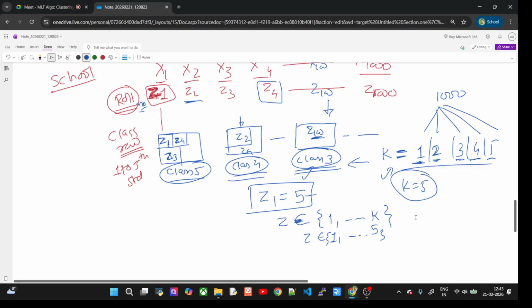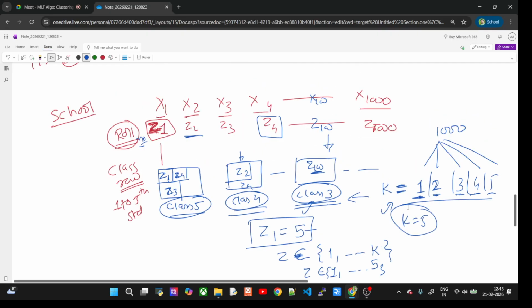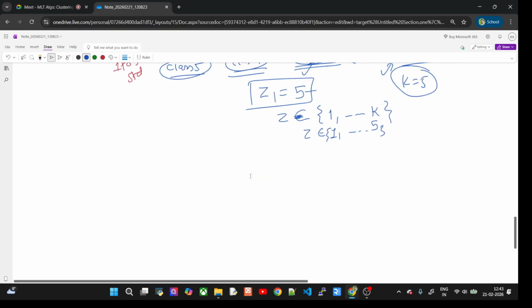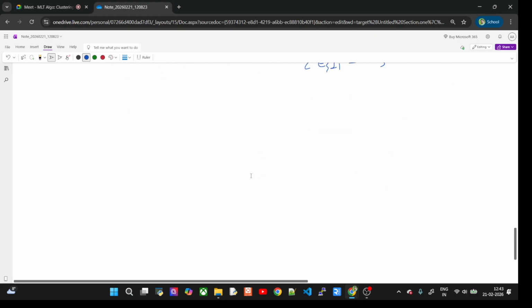Okay, so this is the point. You are saying this example is just for understanding: z1, z2, z3, z4. Now we will come back to our major cluster challenge.